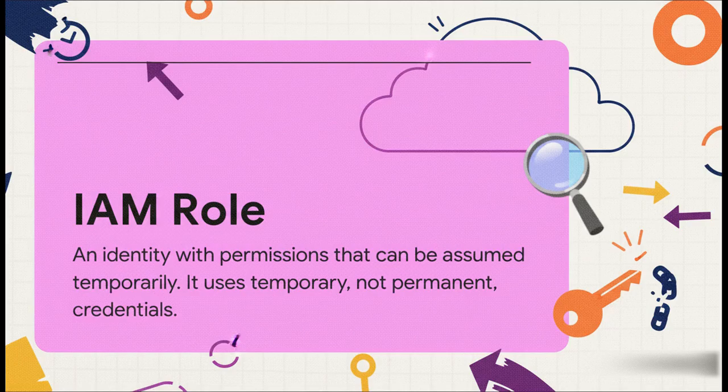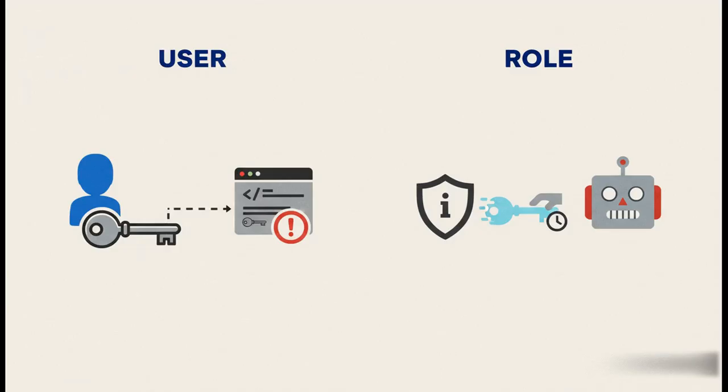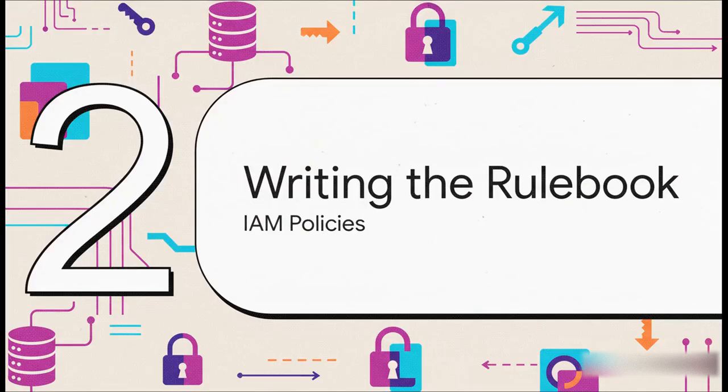Super secure. So the big question is, user or role? And this is a huge deal. Here's the rule of thumb. Users are for actual people logging in. But for pretty much everything else, applications, services, you name it, you almost always want to use a role. Why? Because you never, ever have to hard code a permanent access key into your application, which is just a massive security risk.